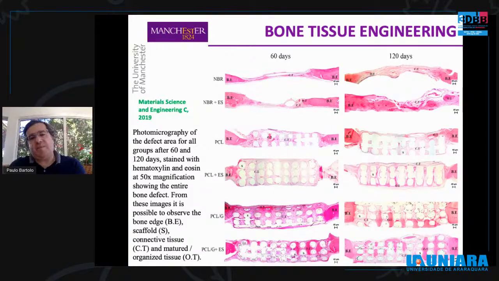In the case of PCL scaffolds with and without electrical stimulation, we observe the formation of a connective tissue around the filaments of the scaffold, and also islands of new bone embedded in this connective tissue. And by applying electrical stimulation, we observe a much more organized new bone being formed. In the case of electroactive scaffolds with and without electrical stimulation, we observe much higher levels of new bone and also much more organized.